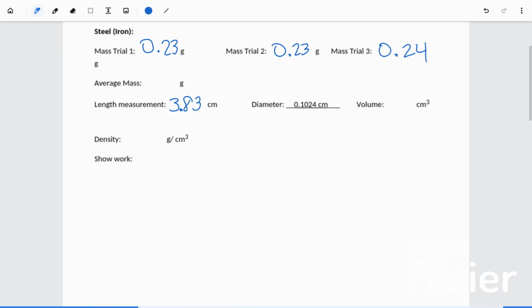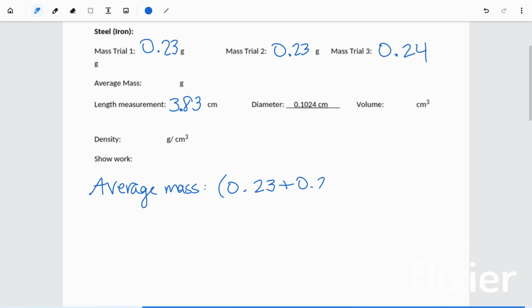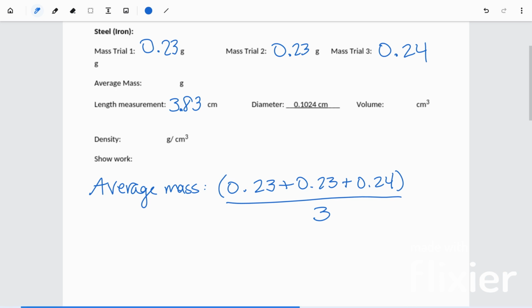Okay, copy the data over here, and we're going to start by calculating the average mass. For anytime you want to find an average, you just take the sum or add up all the trials and then divide by the total number of trials. So in this case, it's going to be 0.23 plus 0.23 plus 0.24 divided by 3 total trials. So be sure to add up the numerator before dividing. And I have my calculator right here. Feel free to do this problem along with me.